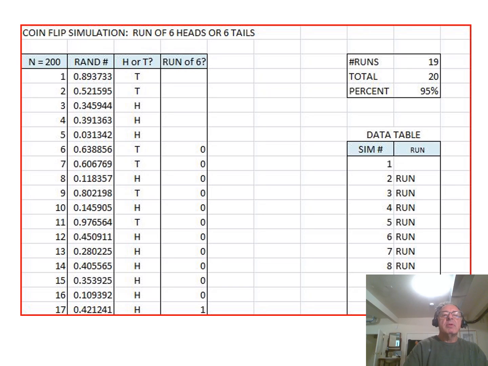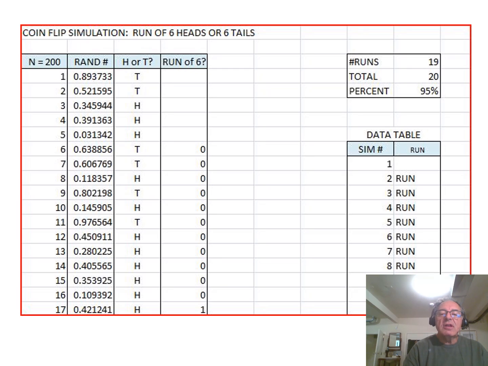Here's another problem. If you've used a statistics textbook by Marty Triola, this is one of his favorite problems to do. He likes to do this with a class. He assigns it as a homework problem. He says, do 200 flips of an ordinary coin and count how many times you get a run of 6 successive heads or tails.